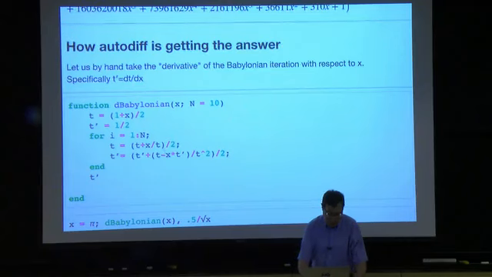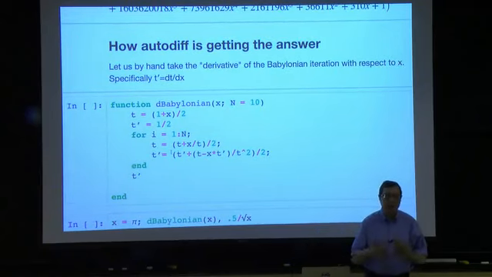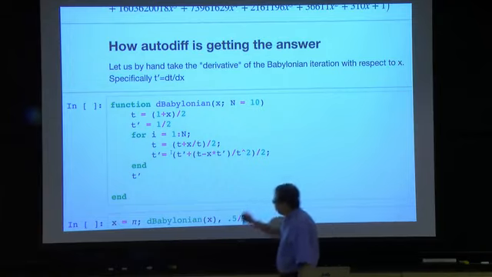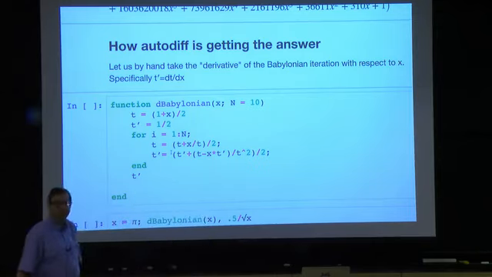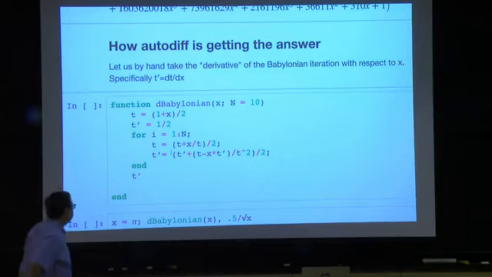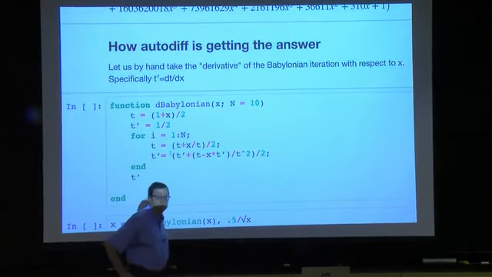So I'm going to do something that I would never want to do, which is explicitly write a derivative Babylonian algorithm. What I'm doing is I'm going to take the derivative with respect to x of every line of my code. So the original line of code had 1 over 2. Now I'm going to take the derivative, and I'll get a half. Here I had this line of code. If I take the derivative, I'll use the quotient rule, and this would be the derivative.